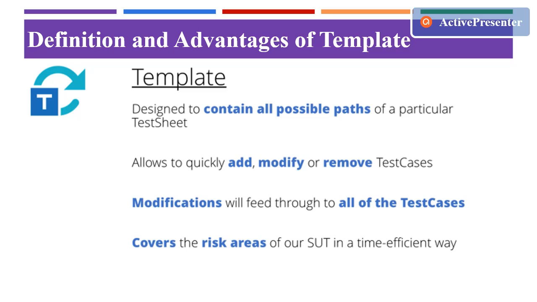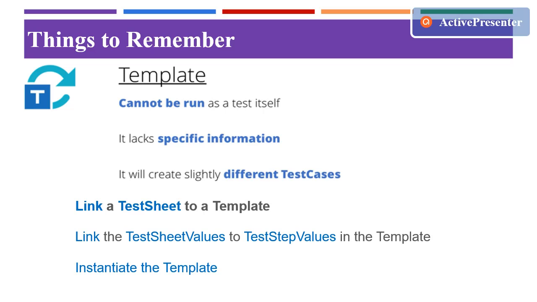It contains all those possible paths of the test sheet, and it also allows you to quickly add, modify or remove test cases. Template modifications will feed through to all of the test cases. Basically, whenever you modify the test sheet by using a template, all those modifications will be fed through all the test cases. And this covers the risk areas of our system under test application in a time-efficient way. So it's a very important concept.